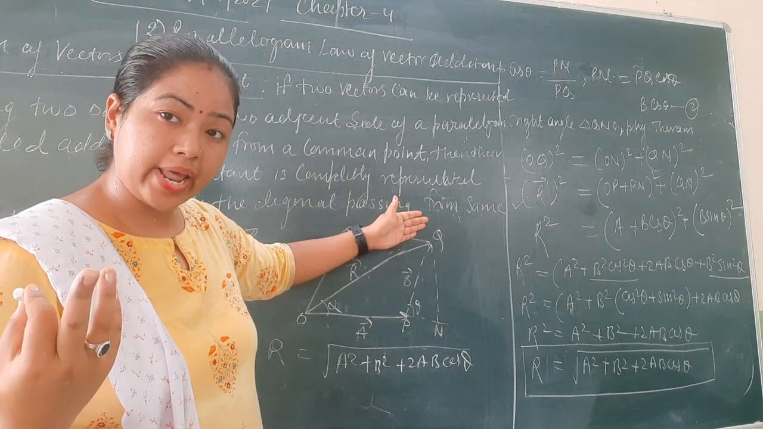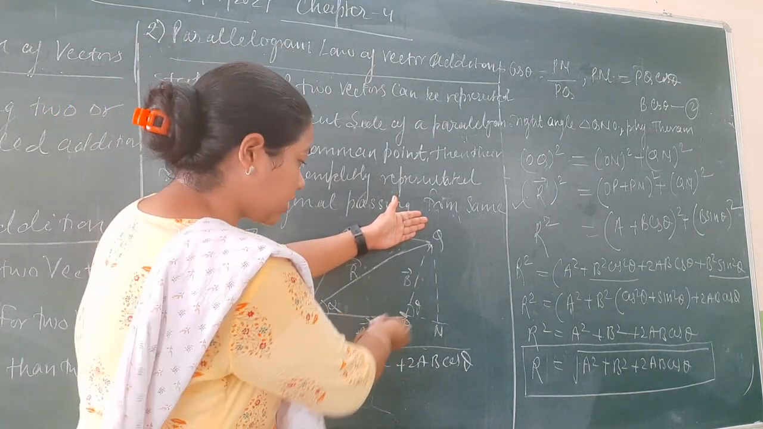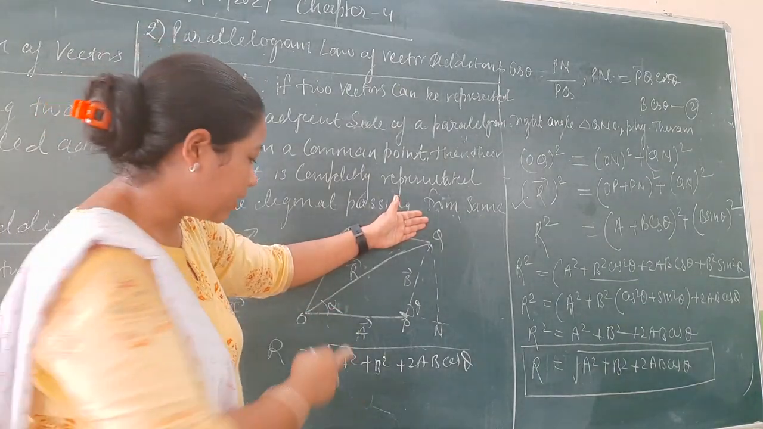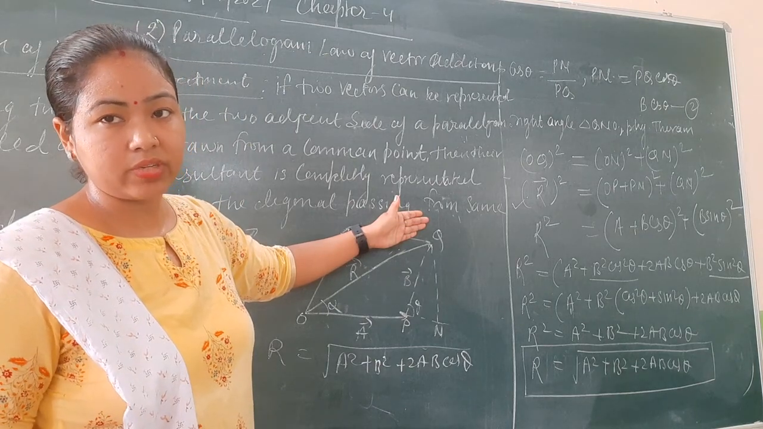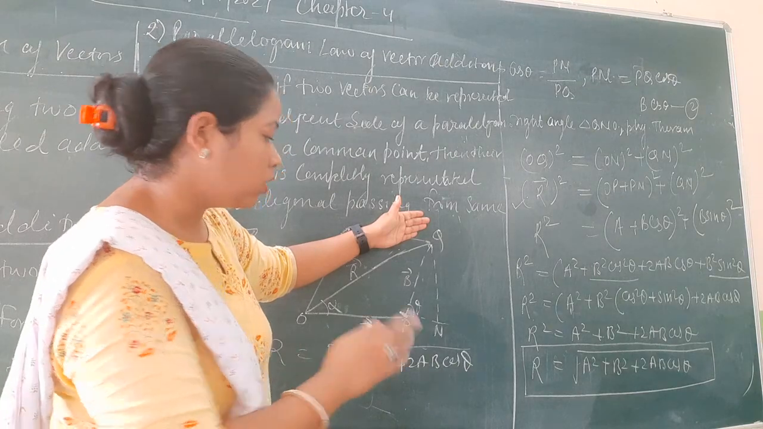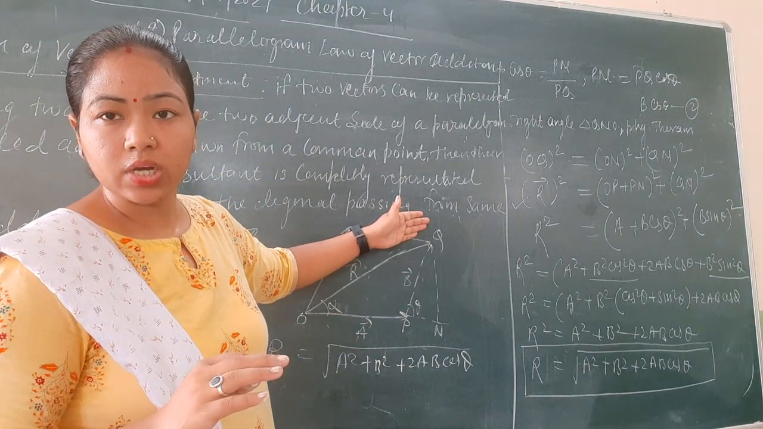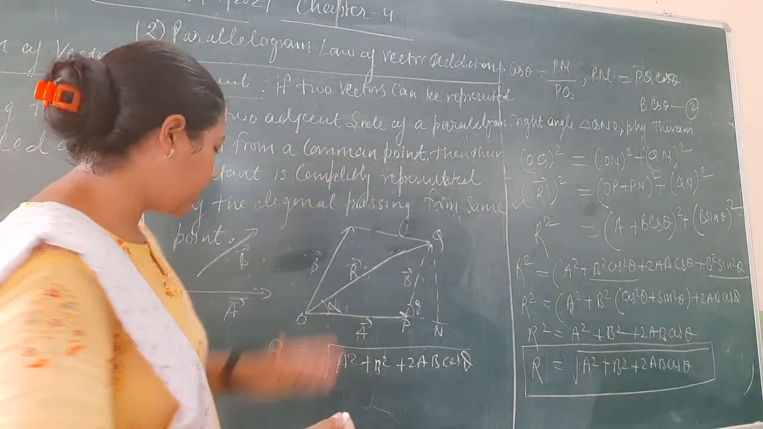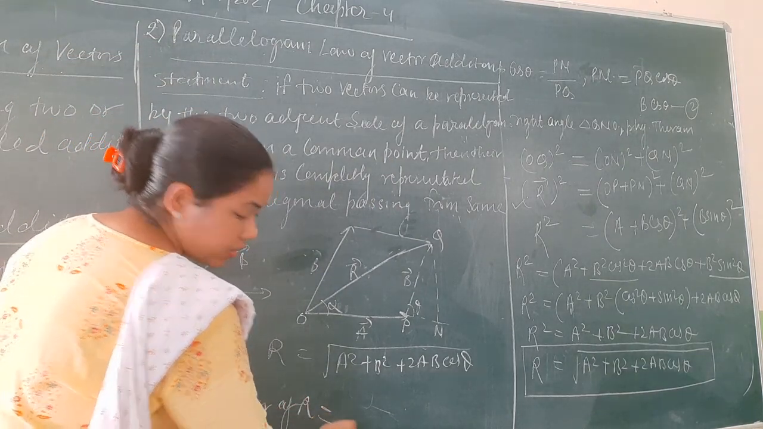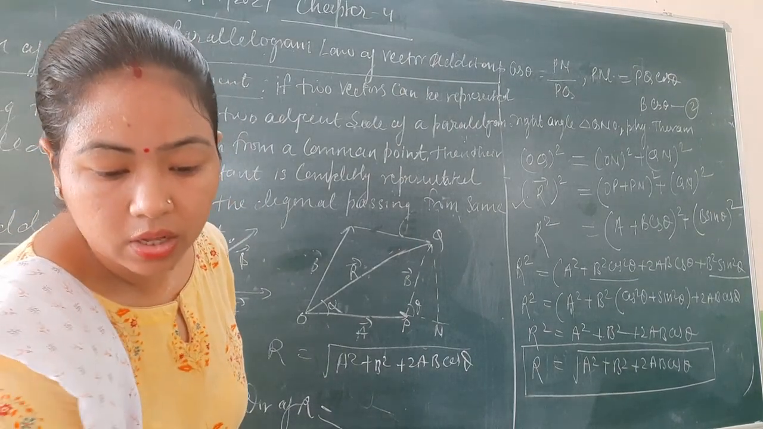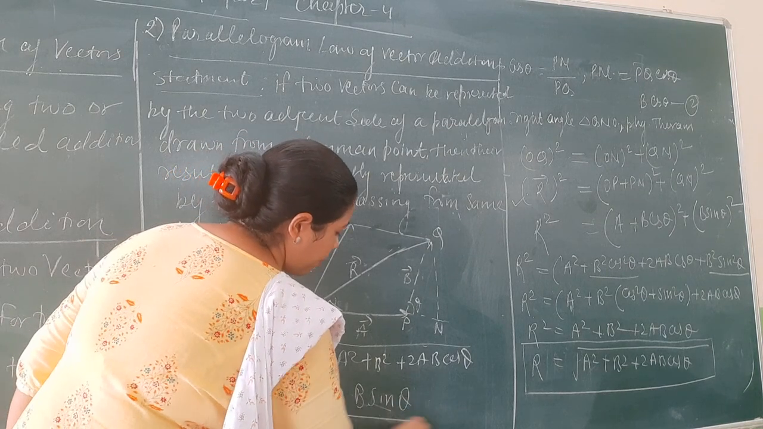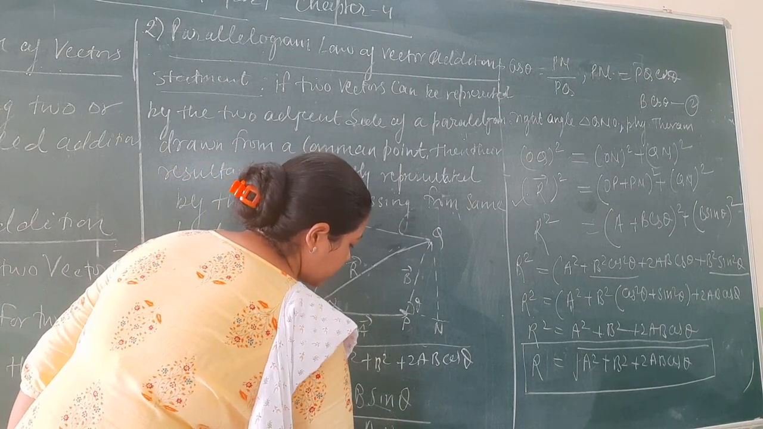And for the direction, you will consider the bigger diagram, and what angle? That is angle alpha, that is tan alpha. When you calculate the value of tan alpha, that is perpendicular upon base, QN upon ON, then you will get the same value for the direction also, that is the direction of R. Direction of R will be equal to tan alpha equals B sin theta upon A plus B cos theta.